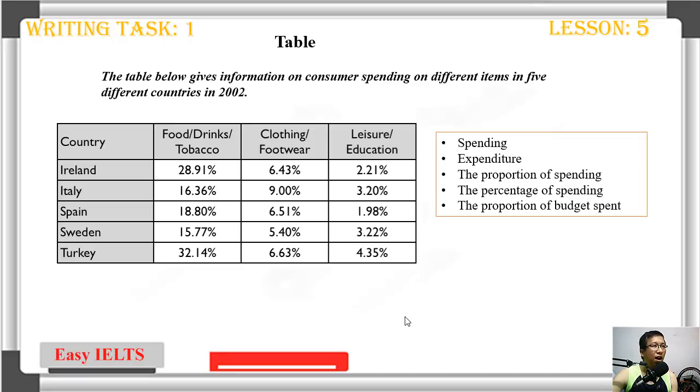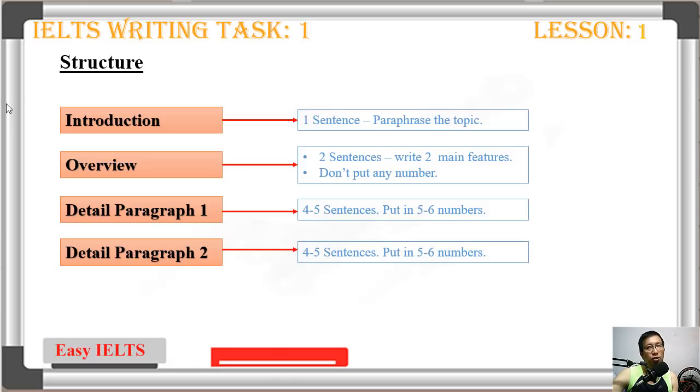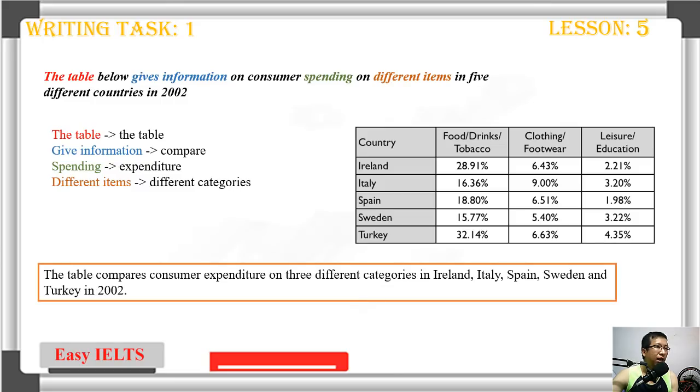Today is lesson number 5 and the topic today is: the table below gives information on consumer spending on different items in 5 different countries in 2002. To remind you, the structure we're going to use is: for the introduction, just write one sentence; overview, 2 sentences; and for detailed paragraph 1 and detailed paragraph 2, you can write like 4 or 5 sentences, sometimes less, sometimes more. It depends.